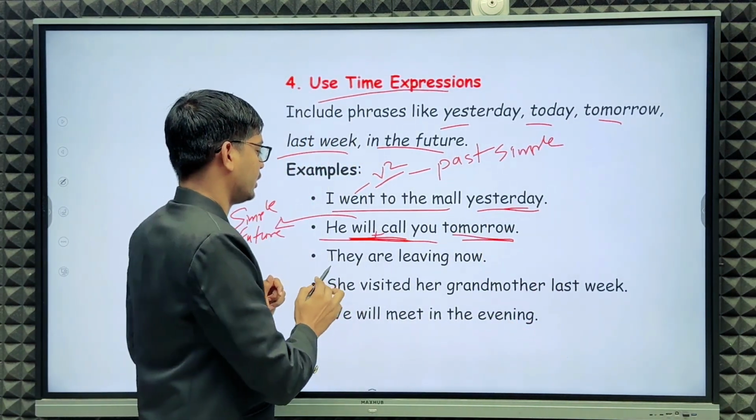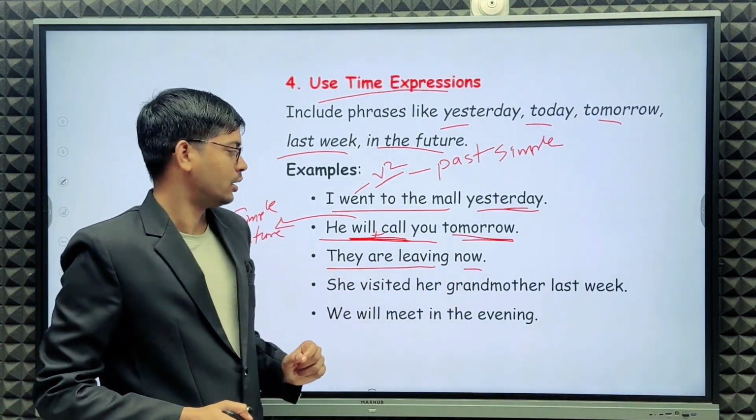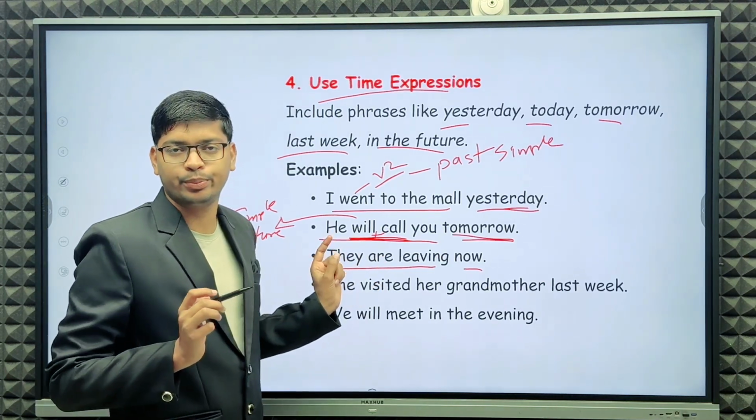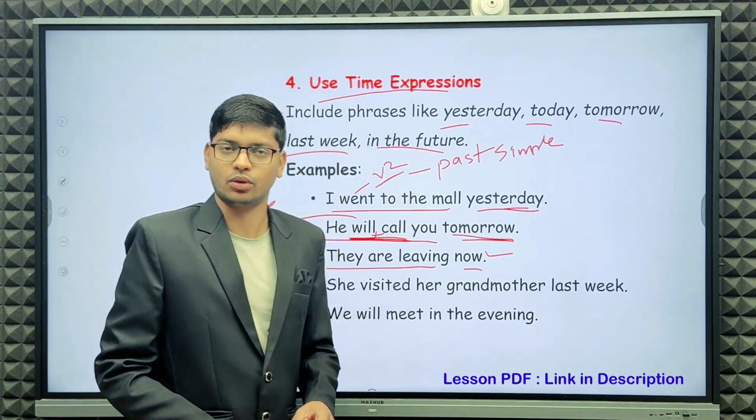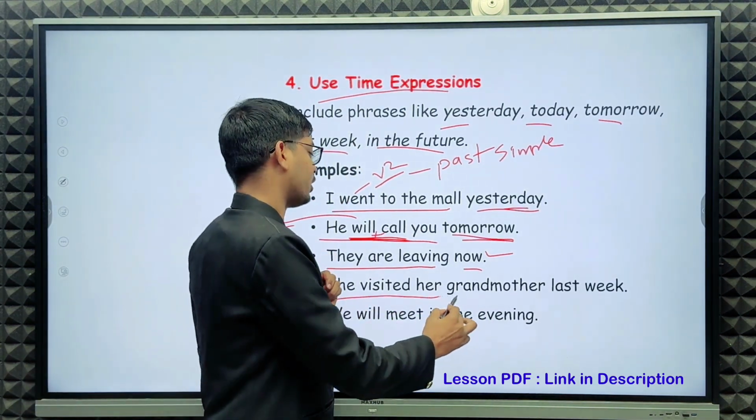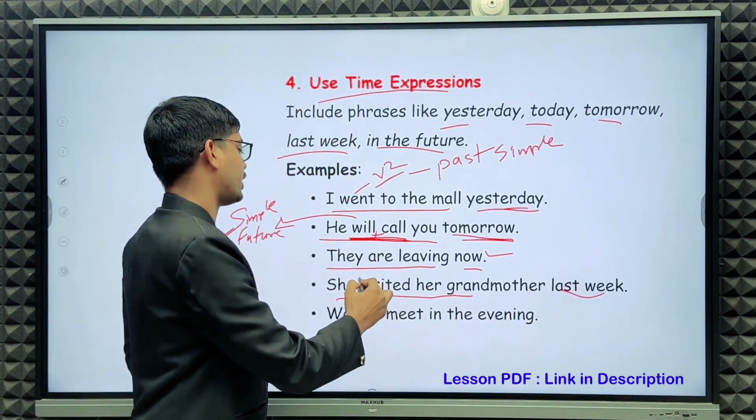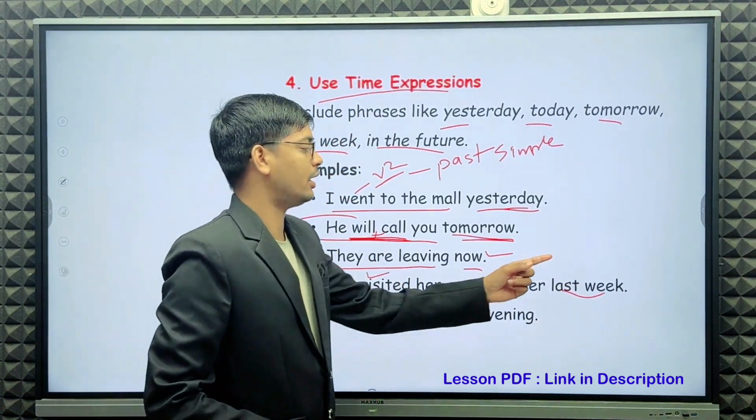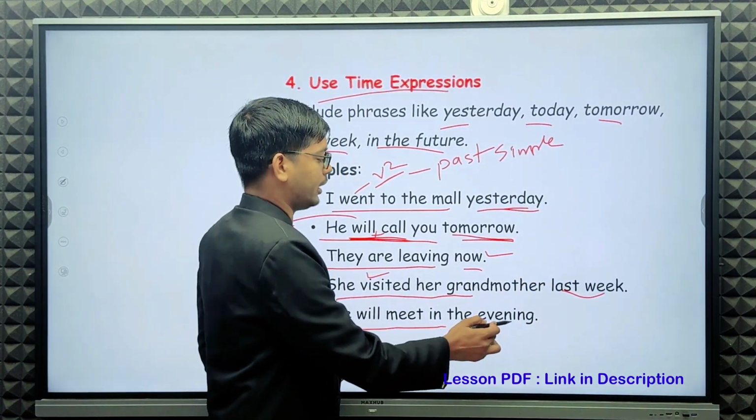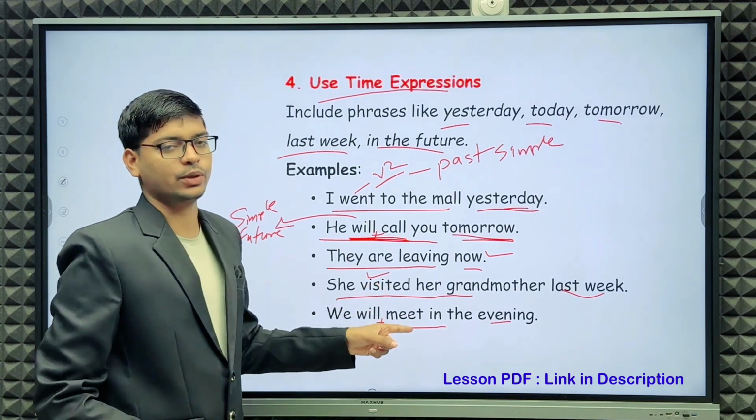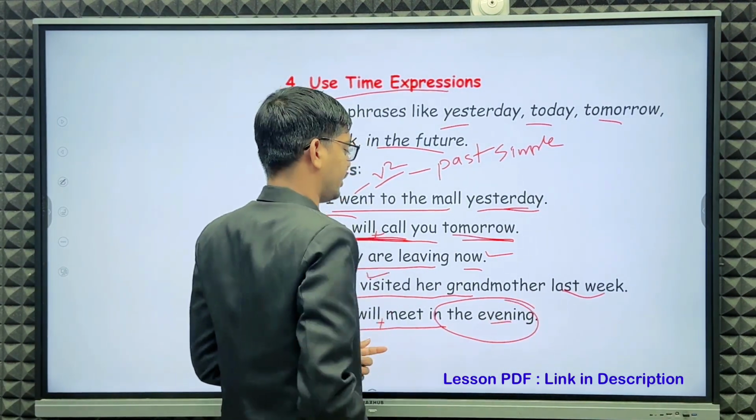Okay, next, they are living now. Here are living is present continuous tense, and now is an adverb of time of present continuous tense. Okay, next, she visited her grandmother last week. Okay, so visited is the second form of our past indefinite tense here, and last week is an adverb of time of past indefinite tense. Okay, I will meet in the evening. I will meet, will plus first form, future simple tense here, and adverb of time in the evening.